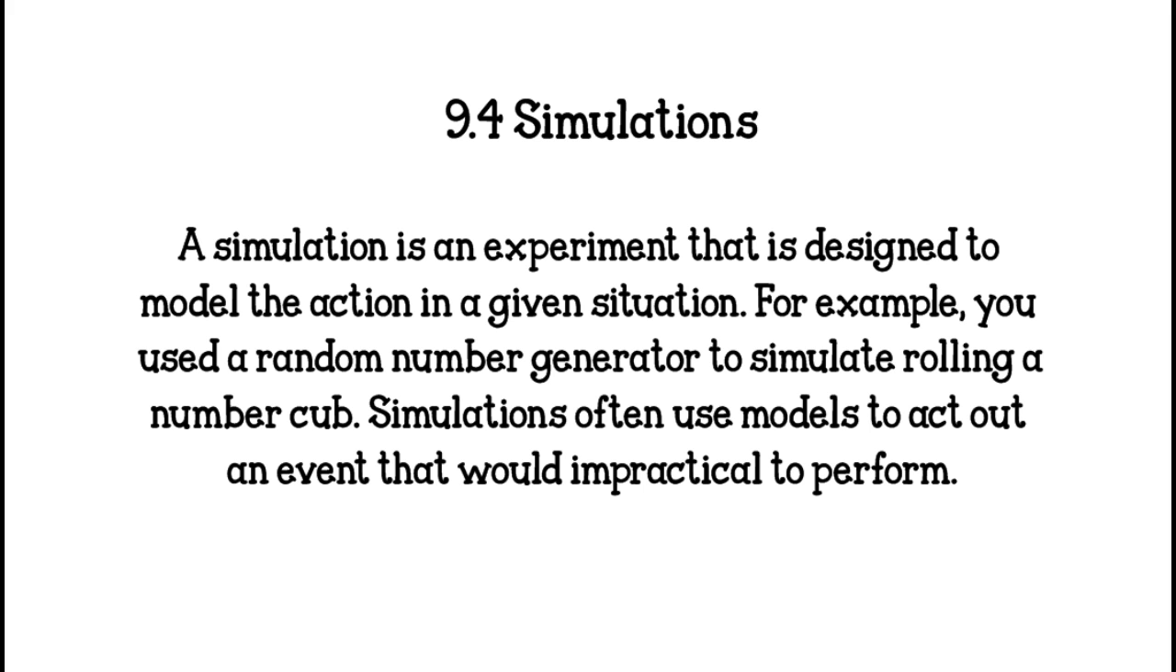actually doing the activity. One of the examples we'll talk about later on is the chances of rain. We can't actually reenact that. But if it's a 60% chance of rain, we can use marbles to reenact that to find the probability. So it's making something that's not tangible so that we can do an experiment. A simulation is an experiment that is designed to model the action in a given situation. For example, you use a random number generator to simulate rolling a number cube. Simulations often use models to act out an event that would be impractical to perform.